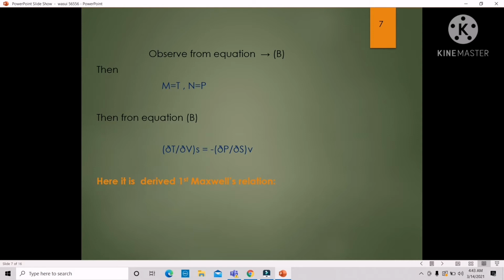Observing from question number B, we have assumed that M is equal to T and N is equal to P. For these assumptions, we can form this equation: the change in temperature with respect to change in volume at constant entropy is equal to minus the change in pressure with respect to change in entropy at constant volume. This is the derived first Maxwell equation.